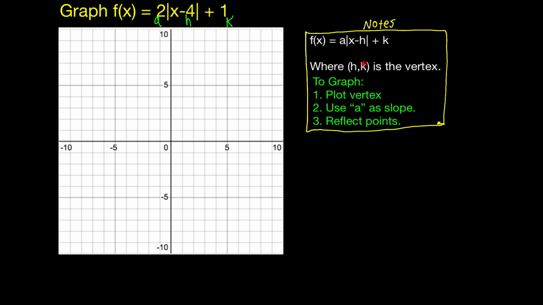The first thing that I have to do in order to graph an absolute value function with all of these shifts is to plot the vertex. The vertex is at (h, k). So here h is going to be positive 4 and k is going to be positive 1.